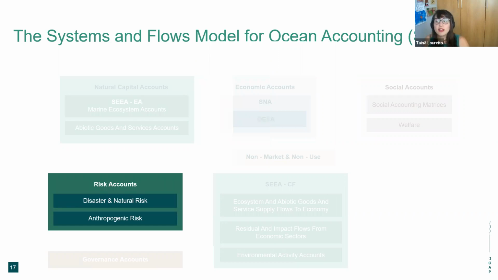Finally, we have the risk accounts, which is a novel system of accounting being explored by the Africa Community of Practice, and it aims at estimating the potential negative outcomes of anthropogenic activities, governance measures, social circumstances, and natural disasters in physical, monetary, and qualitative ways, using both spatial and sectoral approaches.